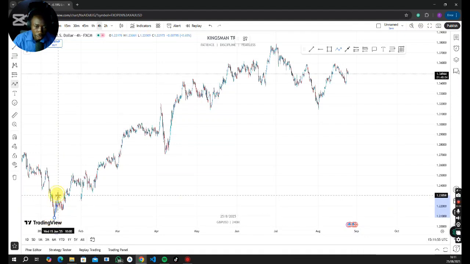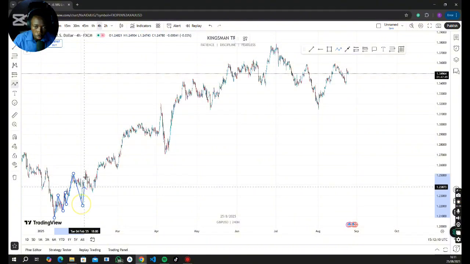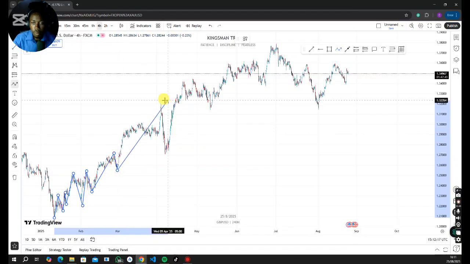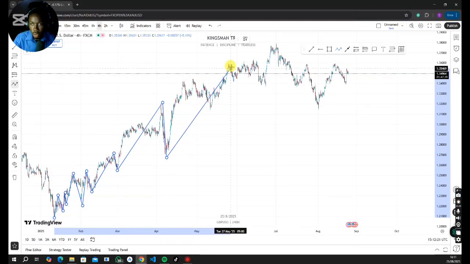price gave us this high, a low. So now this is going to be a higher low, because this low is higher than this previous low. Then higher high, higher low, higher high, higher low, higher high, higher low. Let me just make this faster. Higher high, higher low, higher high.